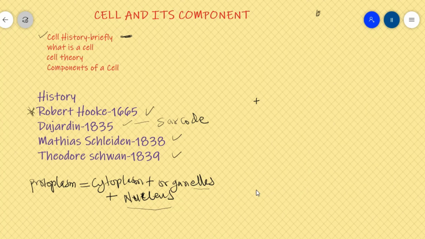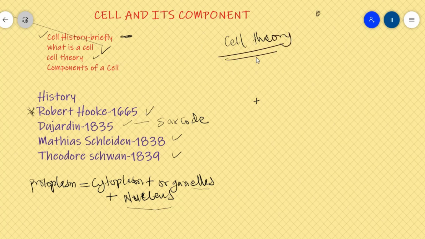Now the next thing is, what essentially is a cell? From what we'll be talking about, we can say that a cell is the basic structural and functional unit of life. That means every organism is made up of cells. And this part talks about cell theory.